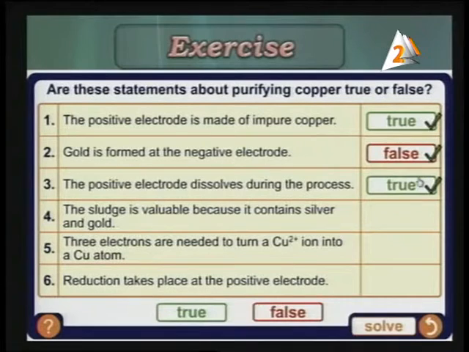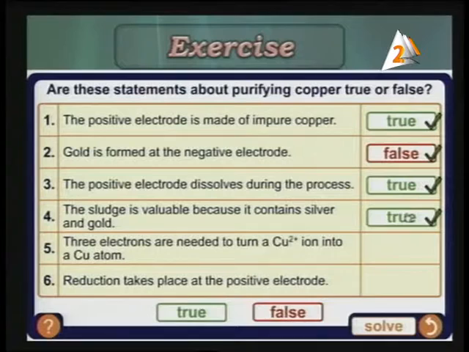Because this one, it has what? It has decreasing of the mass many times during this reaction to form atoms of copper that precipitate on the negative pole. Again, we have number 4, the slag. Slag is valuable because it contains silver and gold. It's what? It's true.